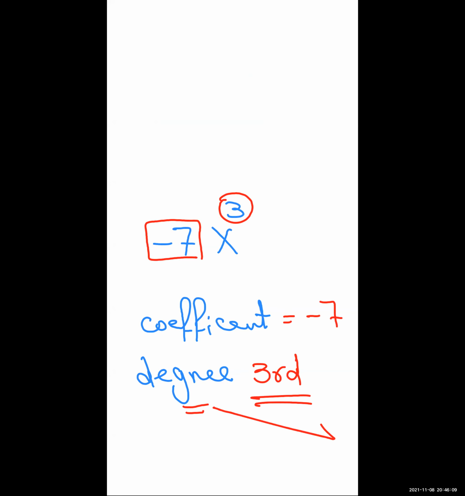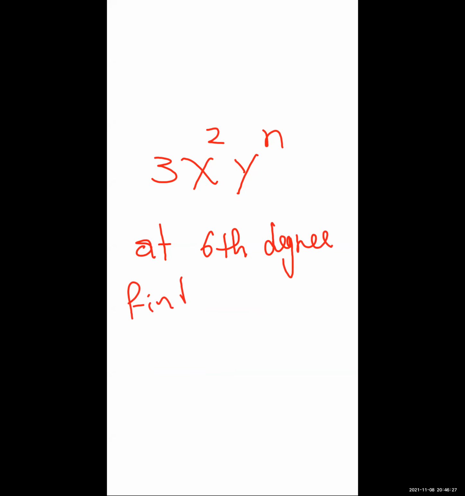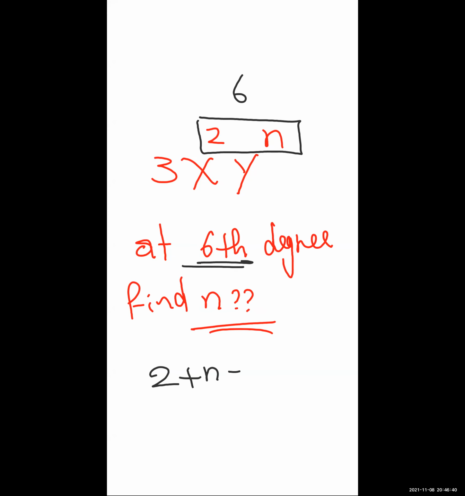Okay. One more question, guys. This term, 3x to the power 2, y to the power n, has degree 6. Find n. We do 6 minus 2, which is 4. Exactly, very good. So we said that this term has degree 6, and the sum of the powers is 6. So 2 plus n equals 6. So n, of course, will equal 4.